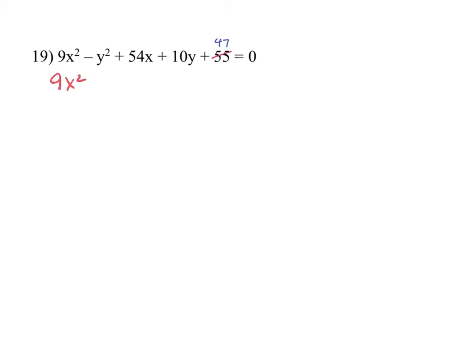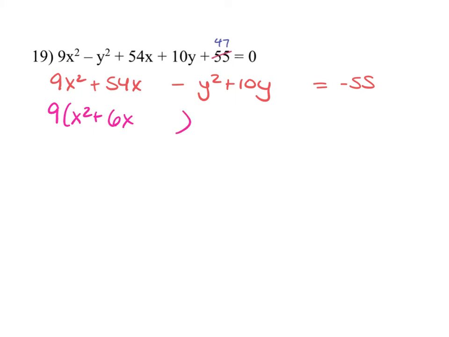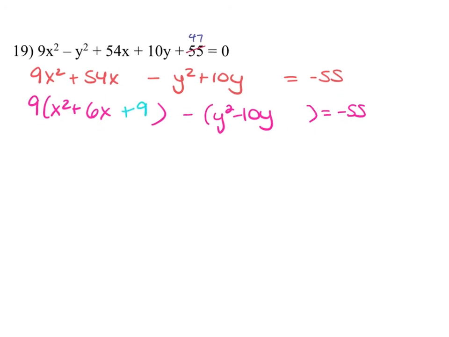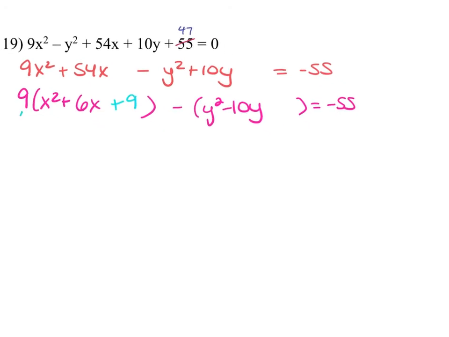So 9x squared plus 54x minus y squared plus 10y. Bump the 55 to the other side. Then take out the 9, 6x. Take out the negative. Complete the square. 6 divided by 2 is 3. 3 squared is 9. Add the 9 here. Multiply it times the 9 on the front, so this 9 times that 9, and add 81.